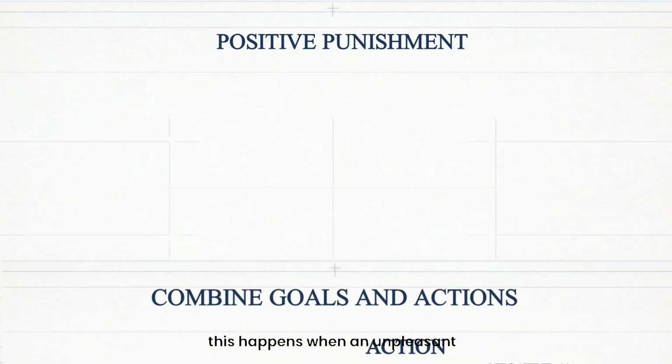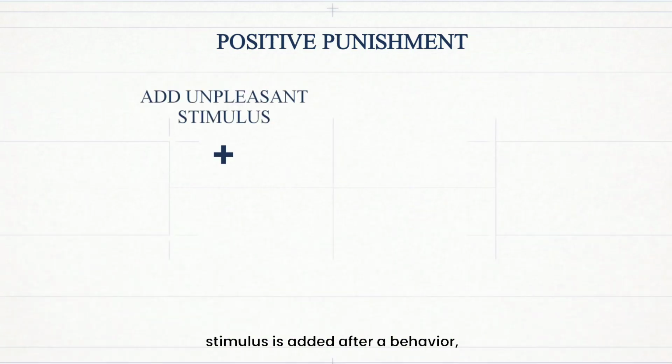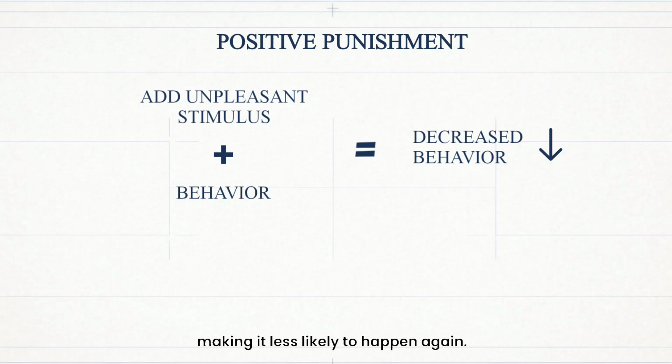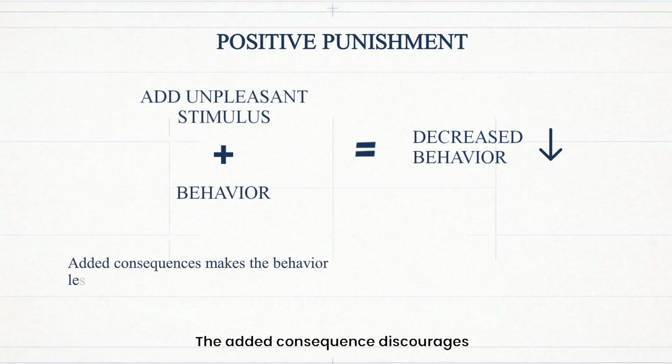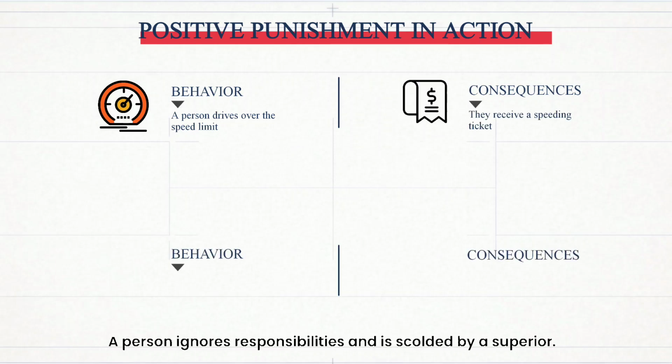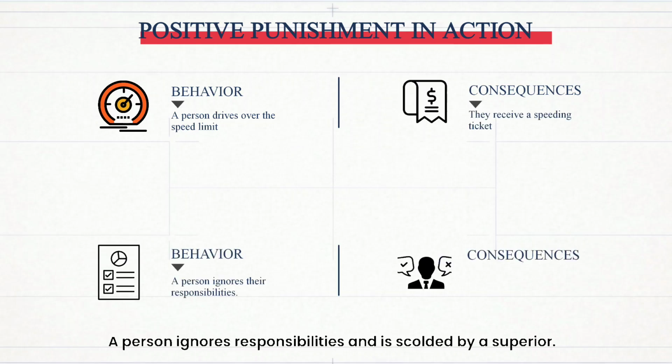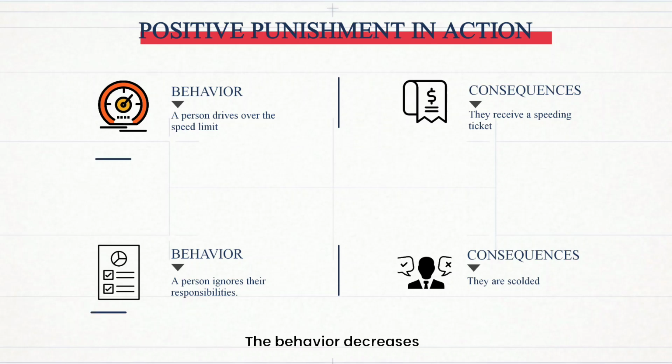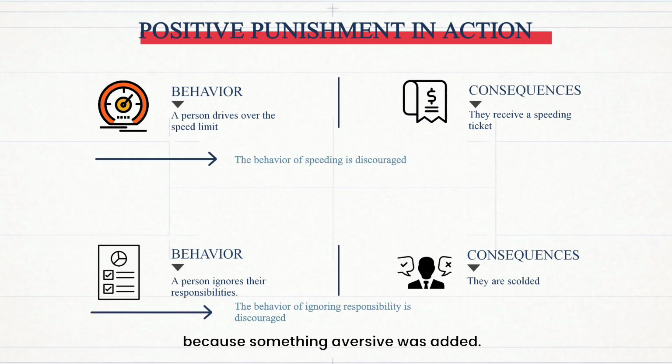Positive punishment. This happens when an unpleasant stimulus is added after a behavior, making it less likely to happen again. The added consequence discourages the behavior in the future. A person drives over the speed limit and receives a ticket. A person ignores responsibilities and is scolded by a superior. The behavior decreases because something aversive was added.